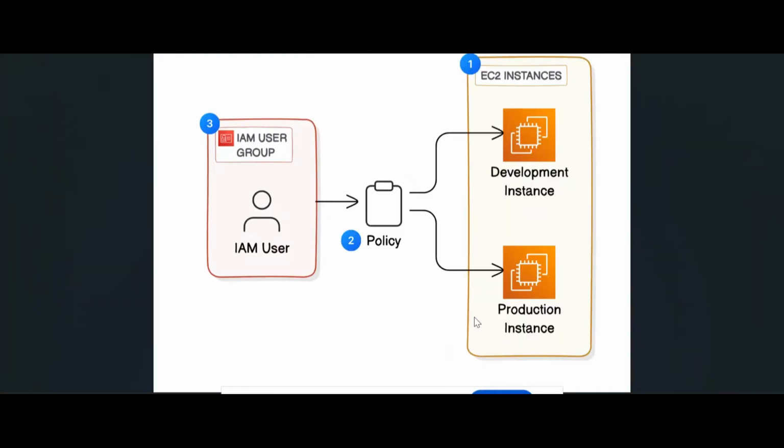Hello guys, so for today we are going to be doing cloud security with AWS Identity and Access Management. We are going to be following three steps. We'll begin by creating two instances, that's EC2 instances. That's one for the development instance and one for the production instance.